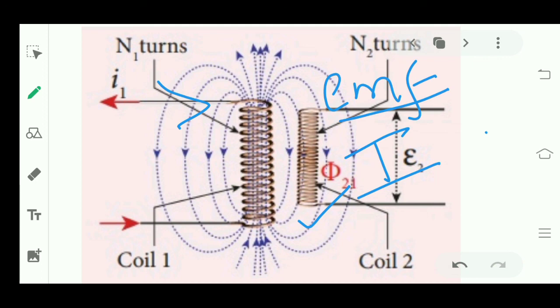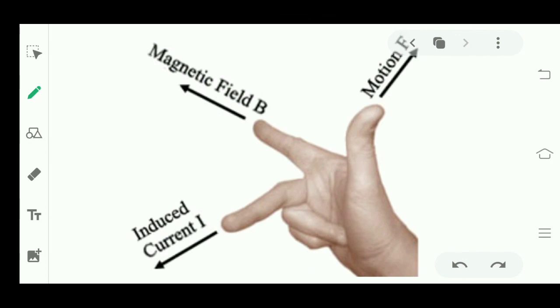But what if we don't have a galvanometer? Then what will we do? We will use Fleming's right hand rule. Now what is Fleming's right hand rule? That we discussed in the previous lecture, but today also I am explaining this because it is useful in electromagnetic induction.